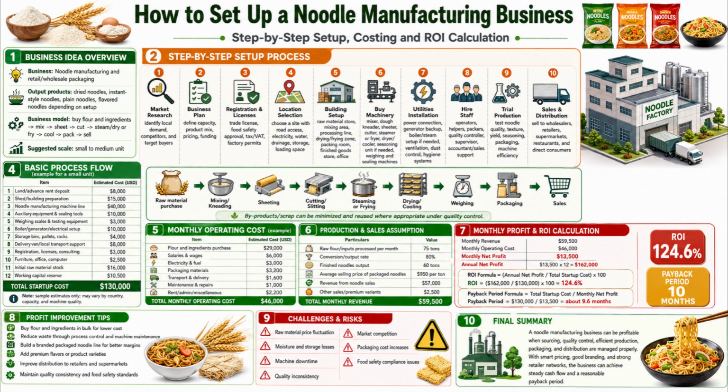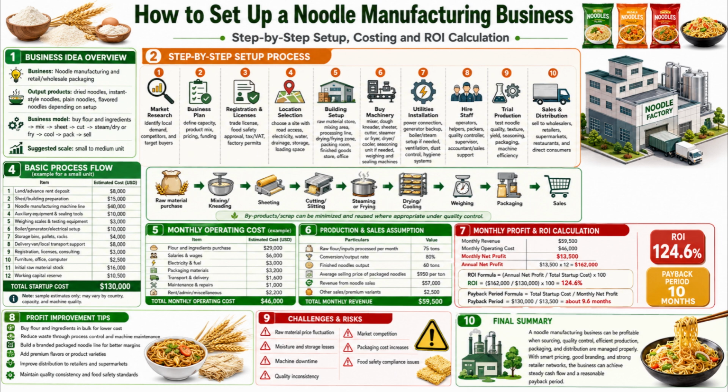Now, let's calculate production and sales. Suppose the business processes 75 tons of raw flour and inputs per month. If the conversion or output rate is 80%, the finished noodle output will be around 60 tons. If the average selling price of packaged noodles is $950 per ton, revenue from noodle sales will be around $57,000. In addition, other sales or premium variants may generate around $2,500. So, total monthly revenue becomes around $59,500.